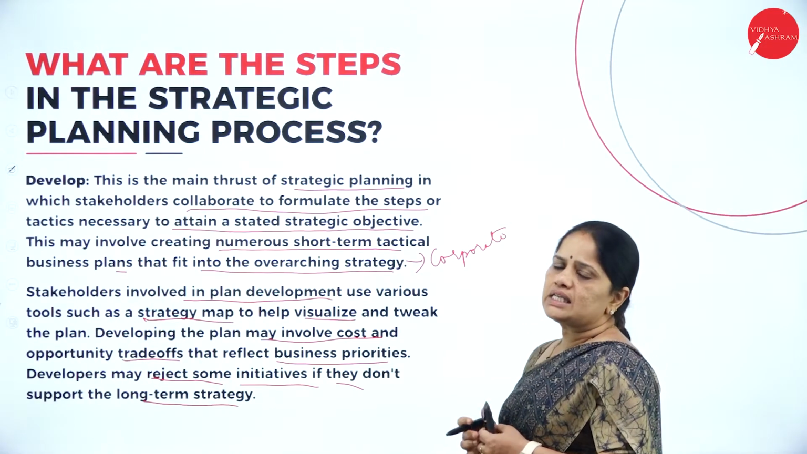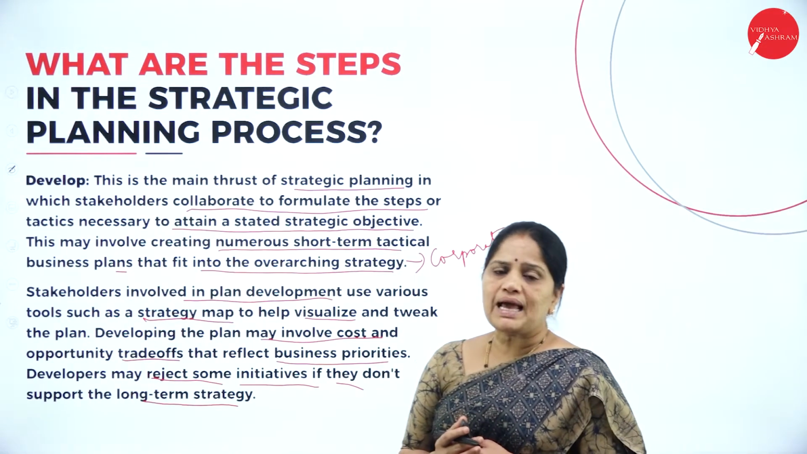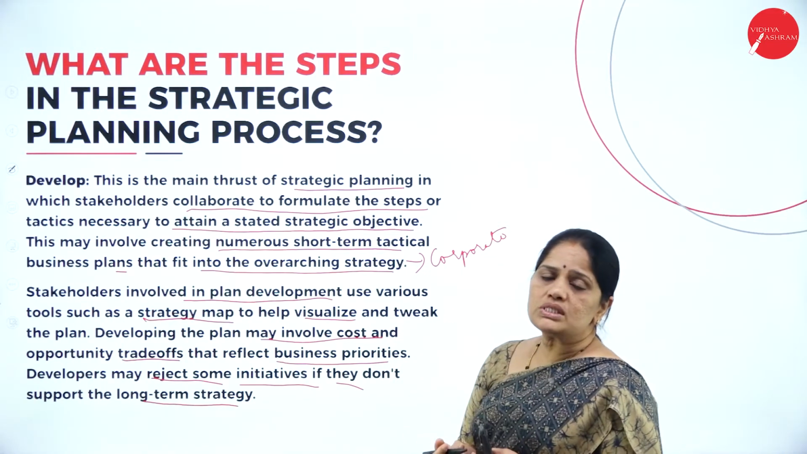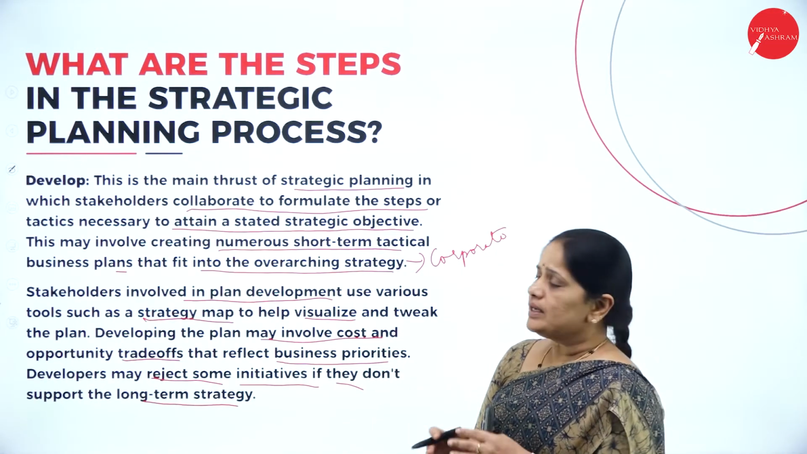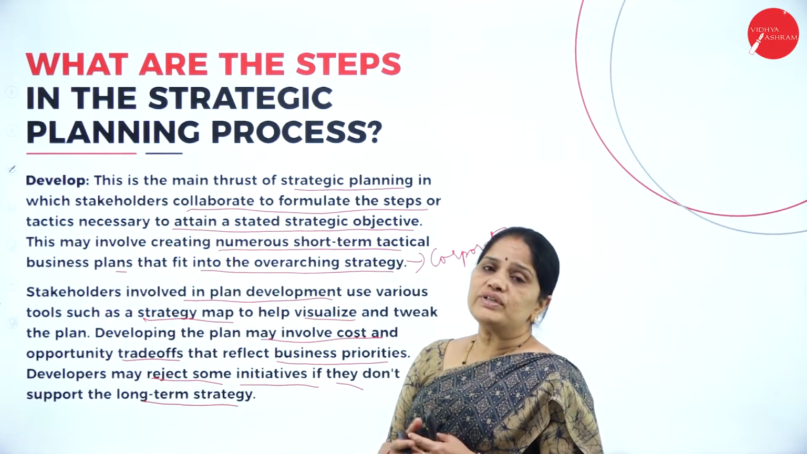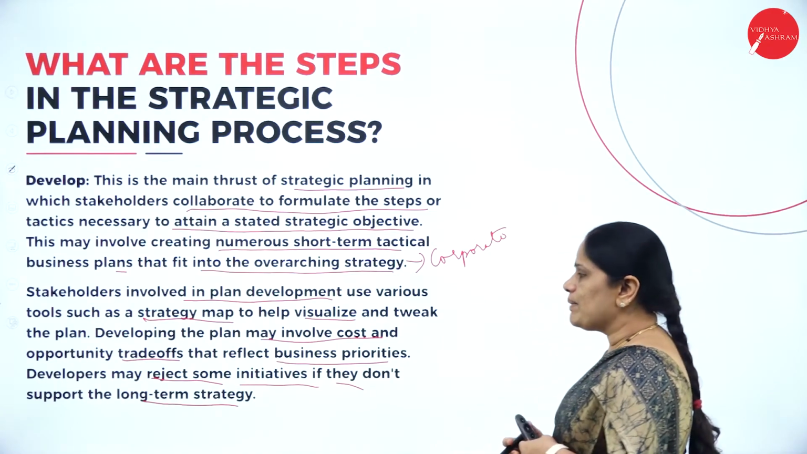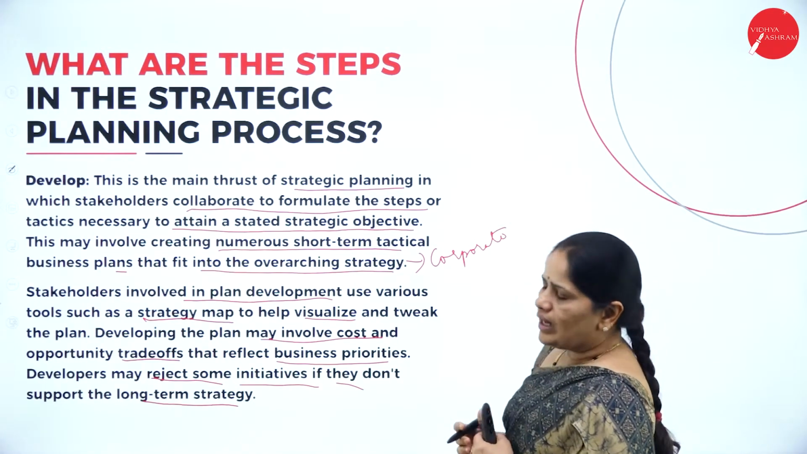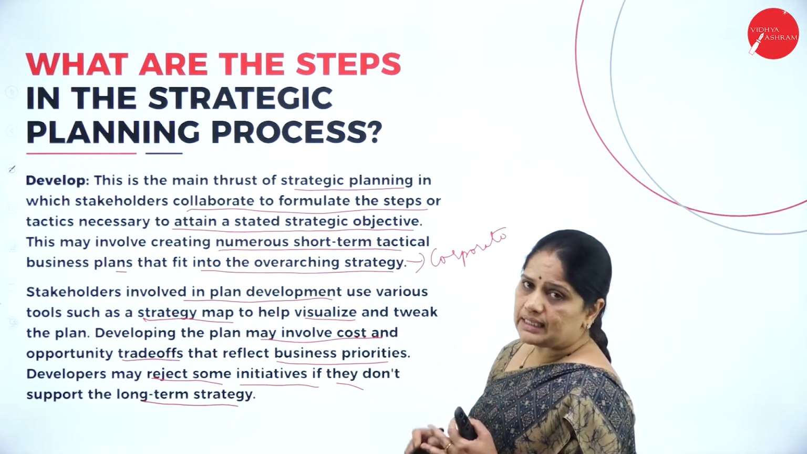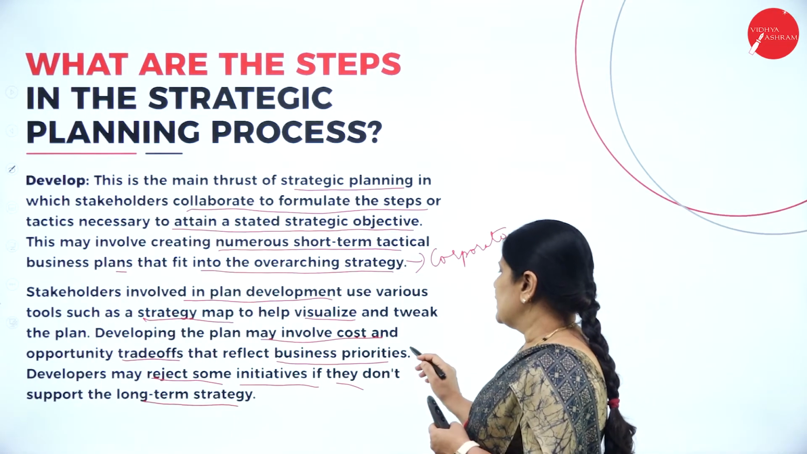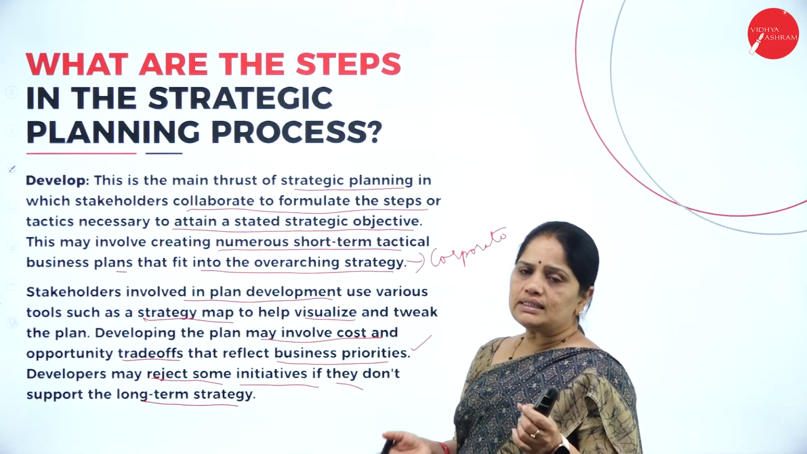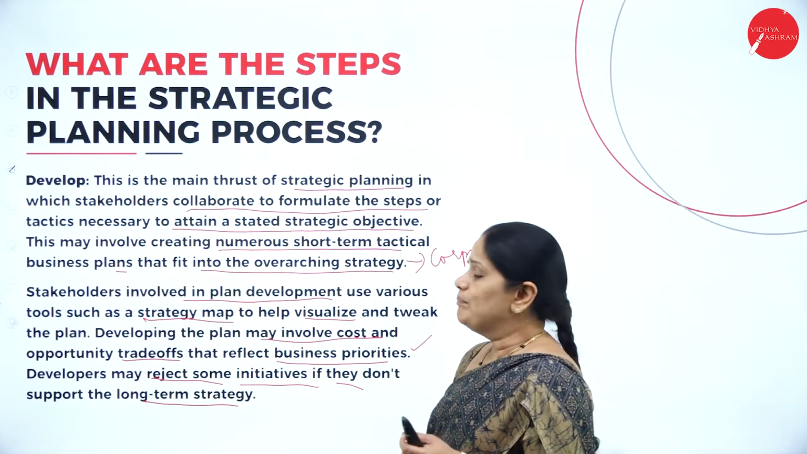Whoever the stakeholders are in the strategic planning process, they will be using various tools such as the strategy map. With the help of the strategy map, they will be able to visualize the strategic plan. When you are developing the plan, you will have to think about the cost and the opportunity trade-offs that reflect the business priorities, and based on this, they will develop the plan.